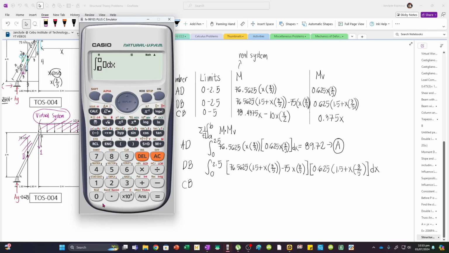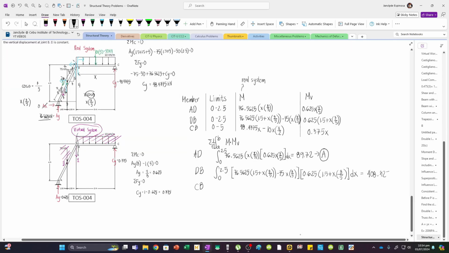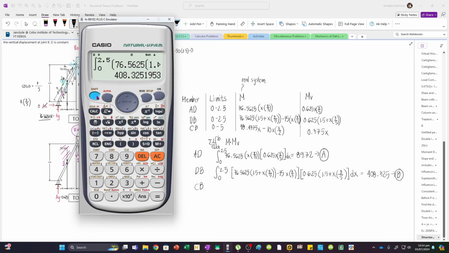So, integral from 0 to 2.5, and then I have 76.5625 multiplied by 1.5 plus x times 3 over 5 minus 75 times x times 3 over 5. This is to be multiplied by 0.625 times 1.5 plus x times 3 over 5. Yan. So, press equals, we have 408.325. So, is-store ko to sa B. So, 408.325 stored into B. So, shift store B.